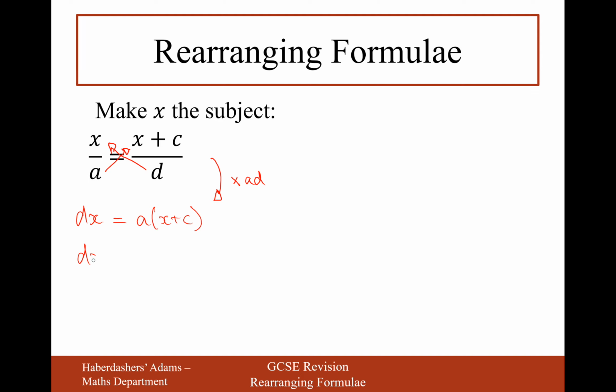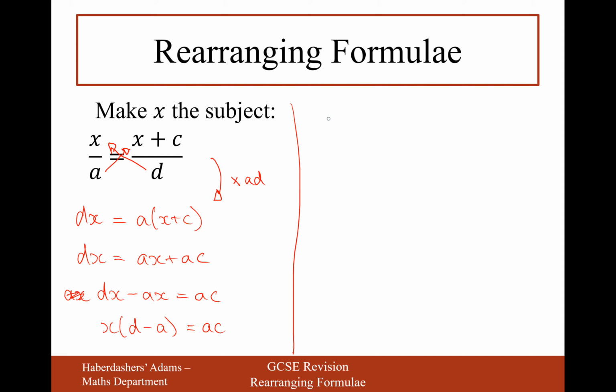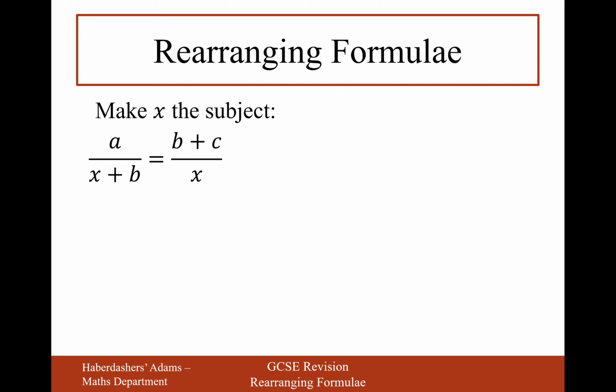The next thing I'll do is expand the brackets, ax plus ac. Group your x's on one side. It'd be easier to move the ax onto the other side, so dx minus ax equals ac, and then I'll factorize out the x, and then I'll divide by what's inside the brackets, so it'd be ac over d minus a. Let's move on to the next one.